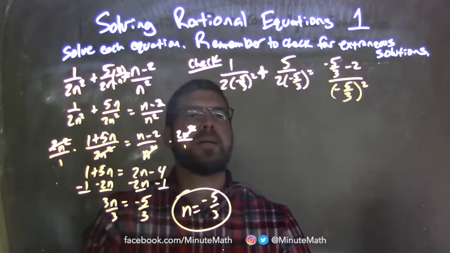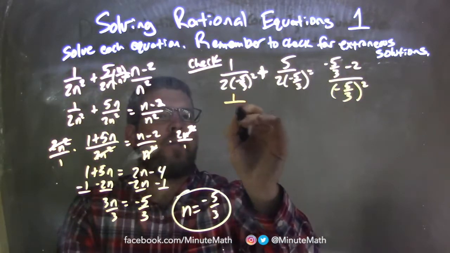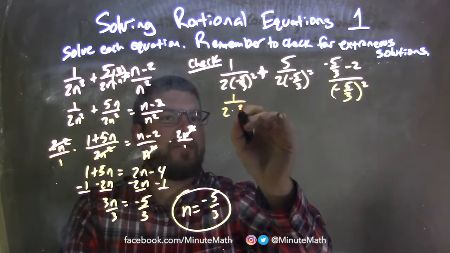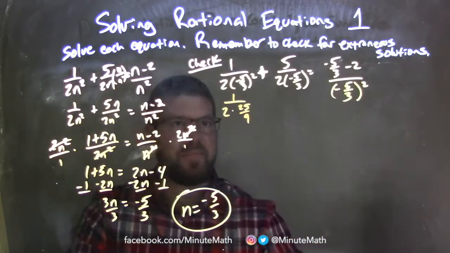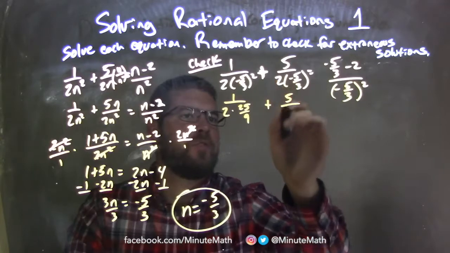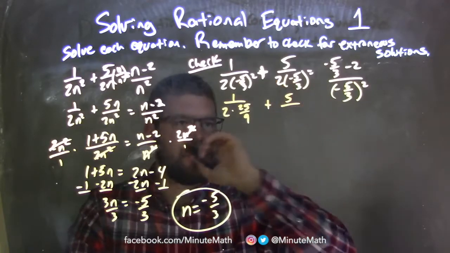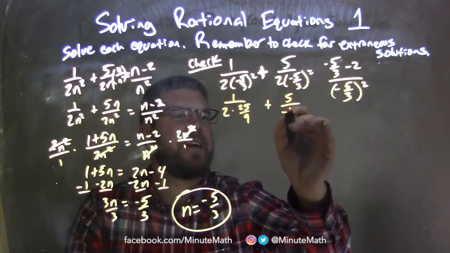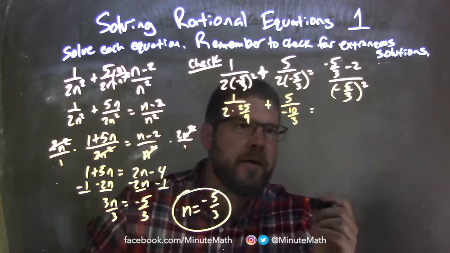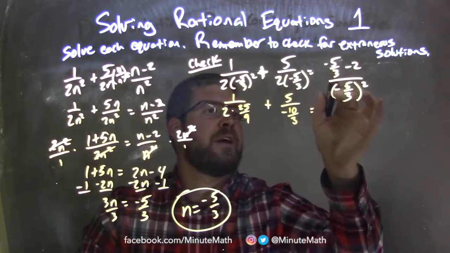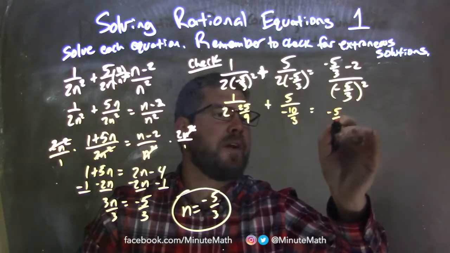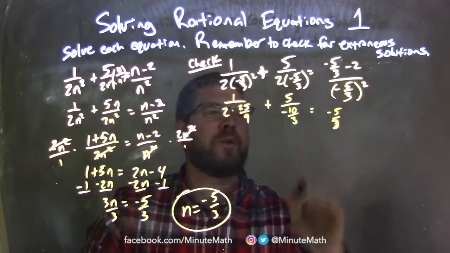Save some space here. So let's simplify this out. We have 1 over 2 times negative 5/3 squared is positive 25 over 9. Okay, plus here 5 over, distribute the 2 across. We have 2 times negative 5/3, which is negative 10/3, which is equal to, on the right hand side here, negative 5/3 minus 2. Well, minus 2 we can write as a fraction.